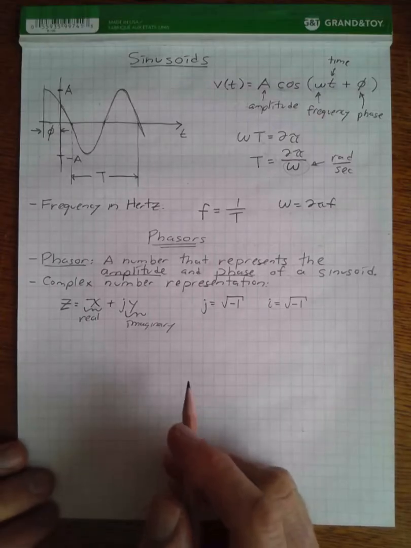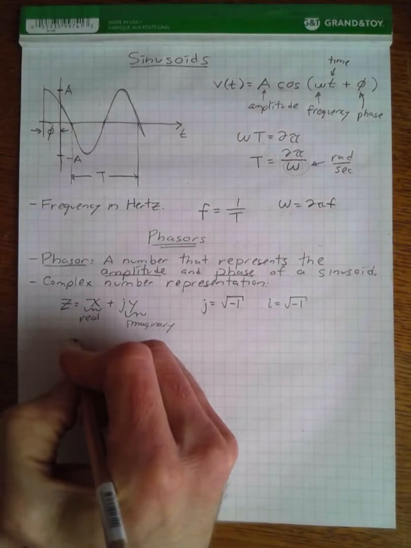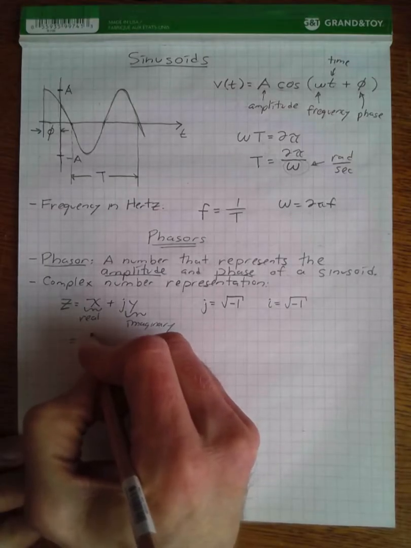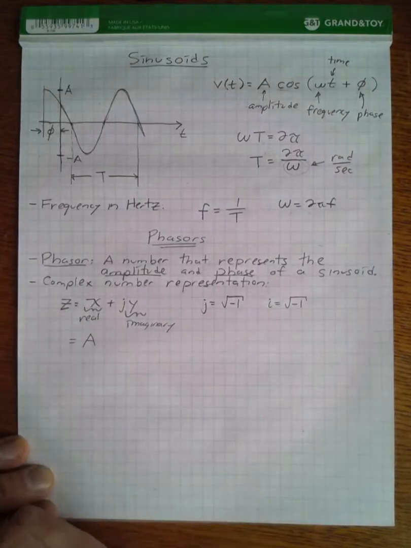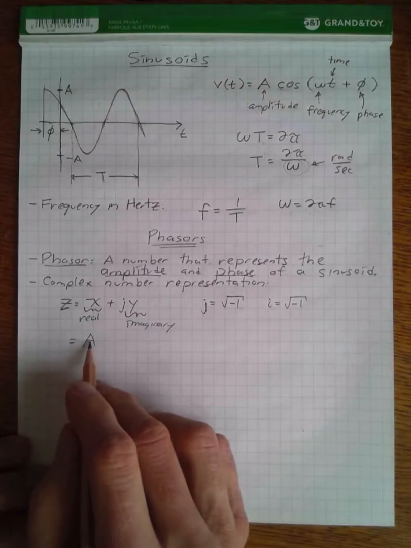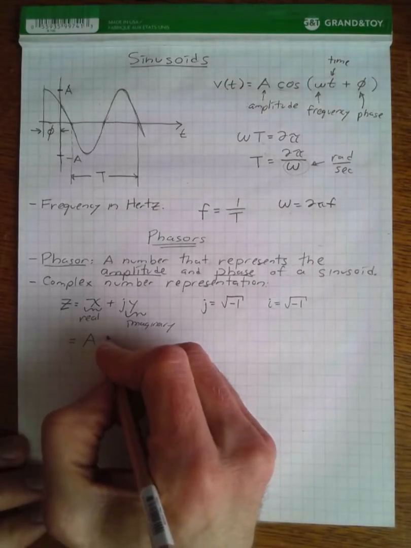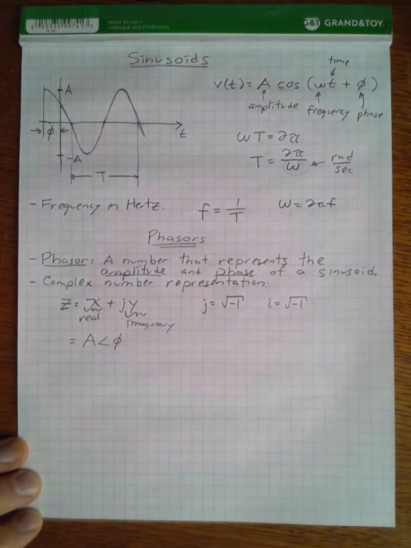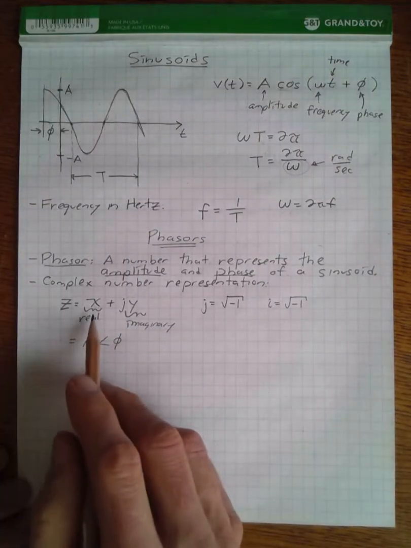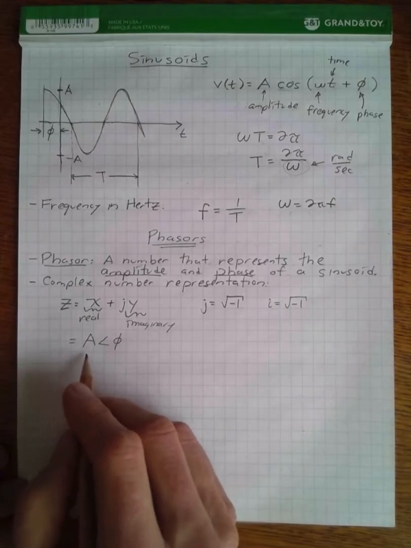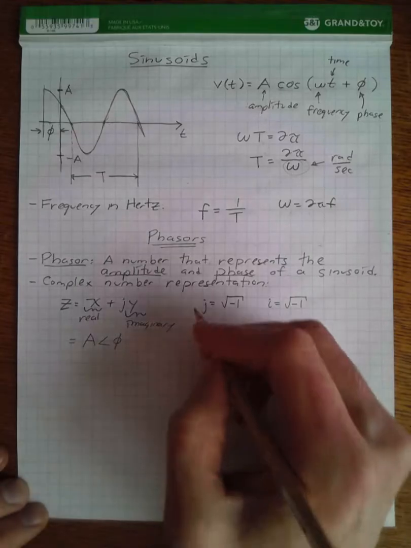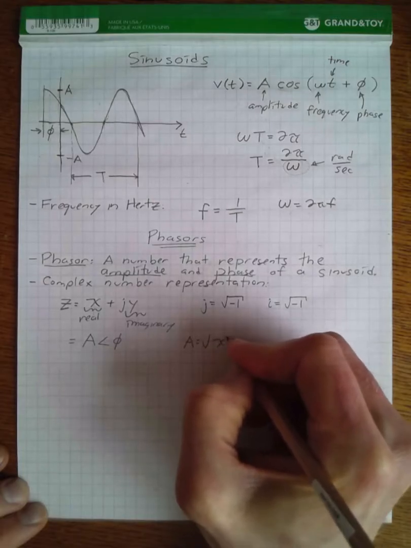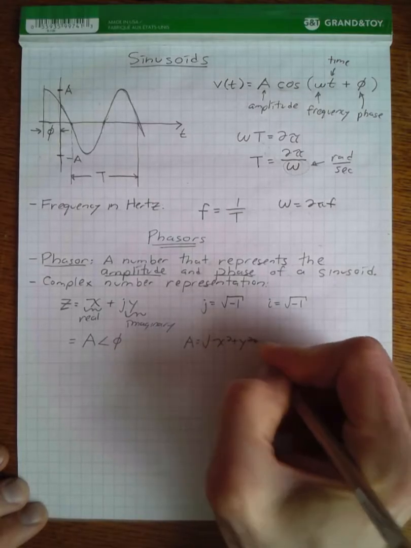And another way to represent a complex number, and this is maybe something that you would have seen in your first year circuits course, is to represent the complex number as having an amplitude A and a phase phi. And we can relate the real and imaginary component to the amplitude and phase, because amplitude is just equal to the square root of x squared plus y squared.